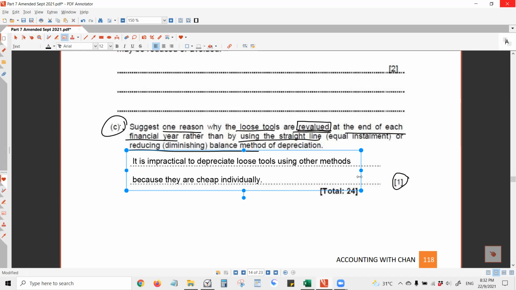Okay, this is the answer. I don't have to talk about they are great in quantities, because it's just a 1-mark question here. When you have written, you wait. I give you about 10 more seconds. Those who are still writing, write faster.